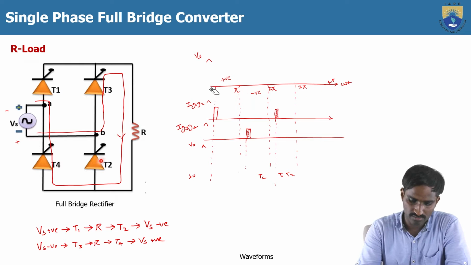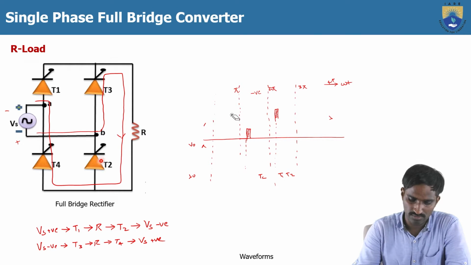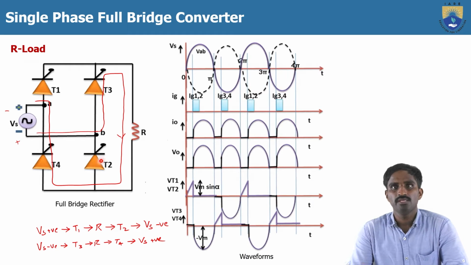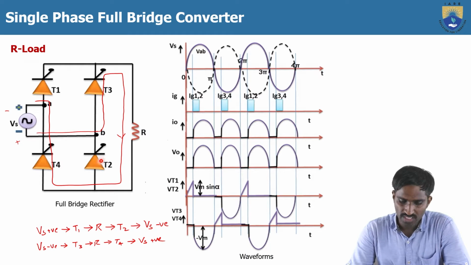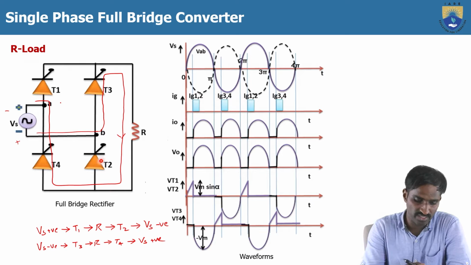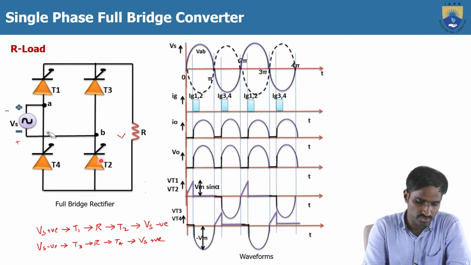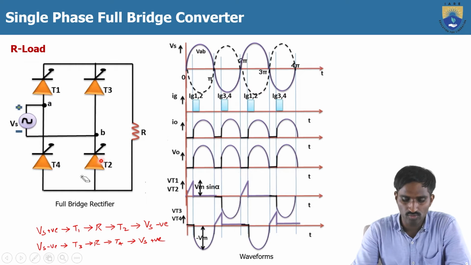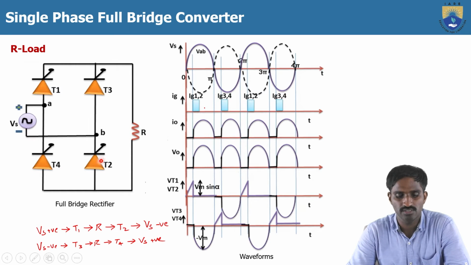One second, let me just erase this one so that it will be clearly visible. Here you can see at alpha we are giving the gate signals I_G1 and I_G2, which means the gate signal for the thyristors T1 and T2, so that T1, T2 will get turned on during the positive half cycle. Then we will get the load voltage and load current, which follow the input source voltage.